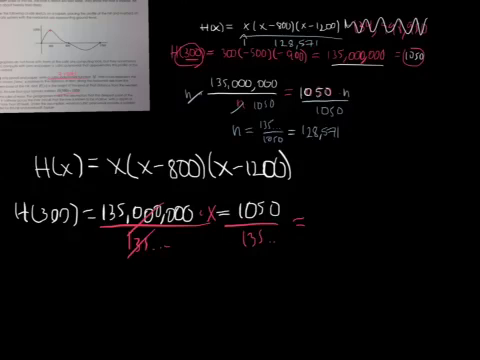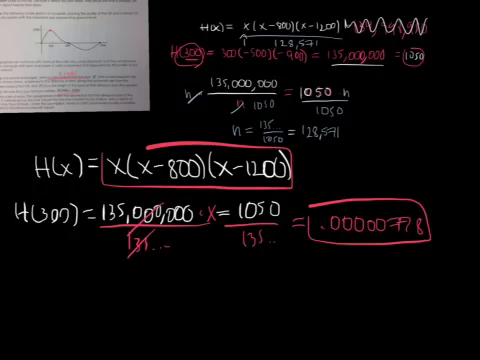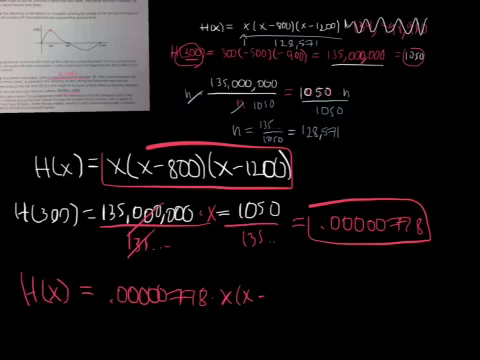These will cancel, and I'll get x is equal to 0.000000778. And this is the value that I will need to multiply my equation by. So my final function will be h of x equals 0.0000778 times x minus 800 times x minus 1,200. And this will satisfy all my conditions. It's even easier to see that this will satisfy the roots because I have multiplication all the way through.